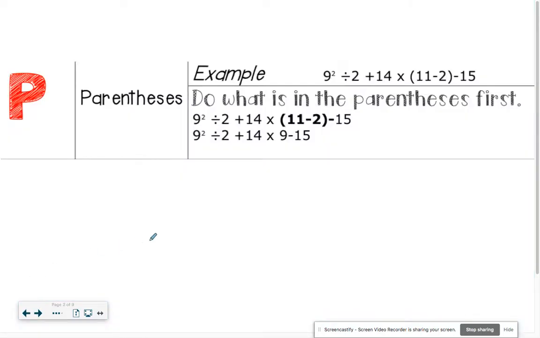Let's look at the first one. P for PEMDAS is parentheses. The parentheses look like this right here. It's these little things that hug the numbers. Whenever you see anything getting hugged by parentheses, it's what you do first. So it doesn't matter what else is in the equation, you're going to solve that portion first.